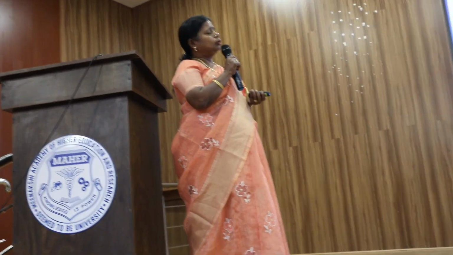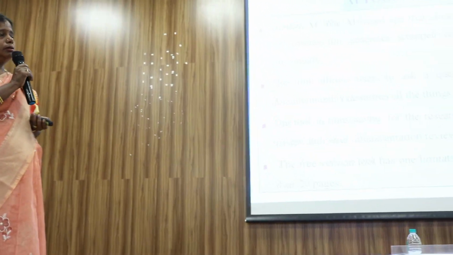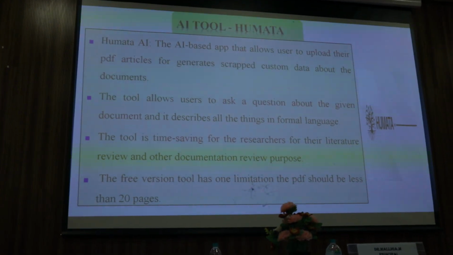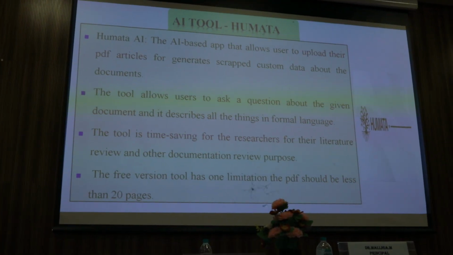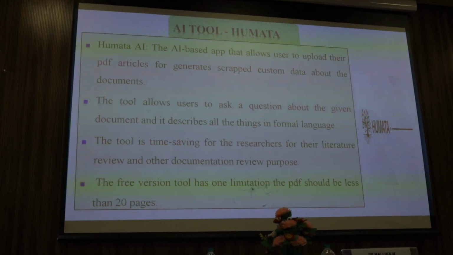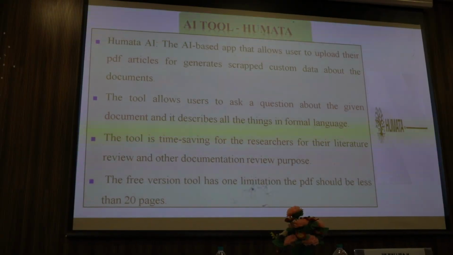So the scientific AI tools in research. When you see Humata, that is a tool, the Humata AI app, that allows users to upload their PDF article to generate scrapped custom data about the document. So we can just download this. Some are paid versions and some are free versions.